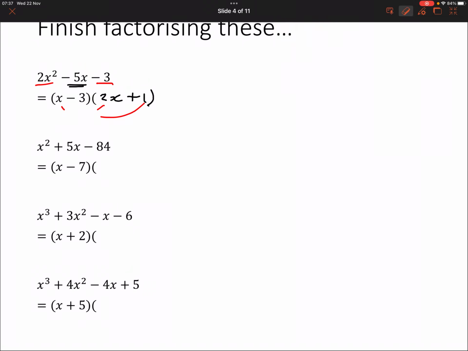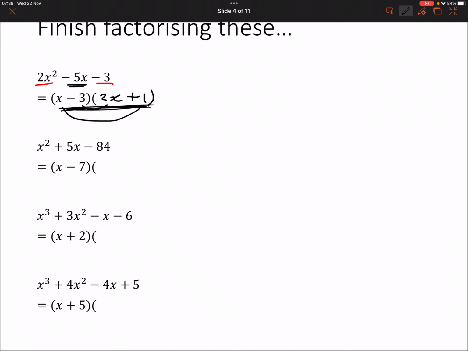So let's just get rid of these lines for a minute. Checking where the x's come from. Well, where do the x's come from when I expand this? They come from that x times the 1, which is 1x, and from the minus 3 times the 2x, which is minus 2x. So I do get minus 5x, so everyone's a winner. So that's my answer there, factorised.